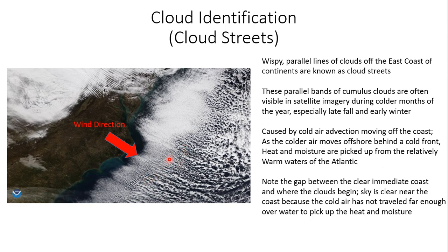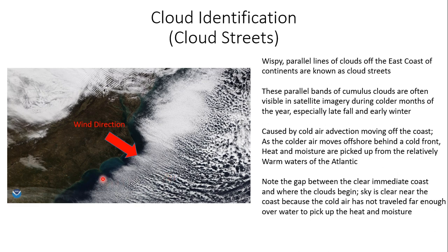These parallel bands of cumulus clouds are often visible in satellite imagery during the colder months of the year. This is when they're most prevalent, especially late fall and early winter. They're caused by colder air advection moving off the coast. And as that colder air moves offshore behind a cold front, the heat and moisture from the relatively warmer water surfaces tends to get picked up.